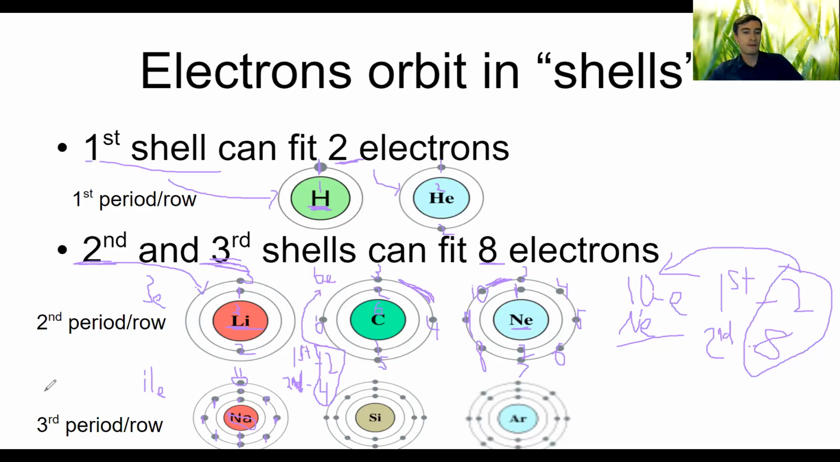So sodium has 2 electrons on the first shell, 8 electrons on the second shell, and 1 electron on the third shell. And so together, these give us our 11 total electrons.